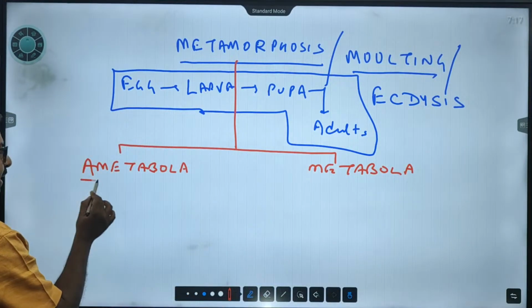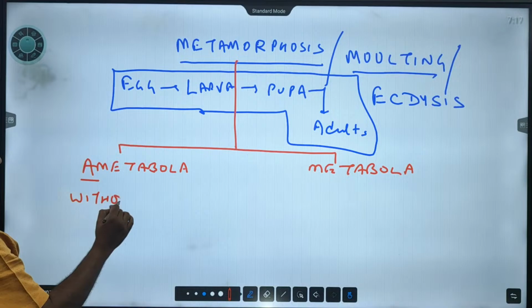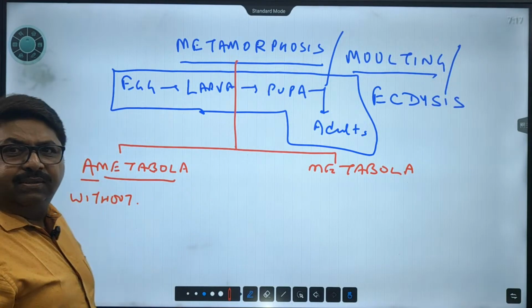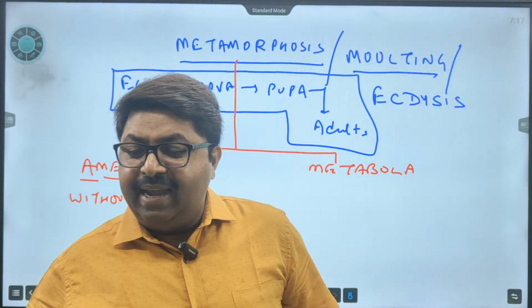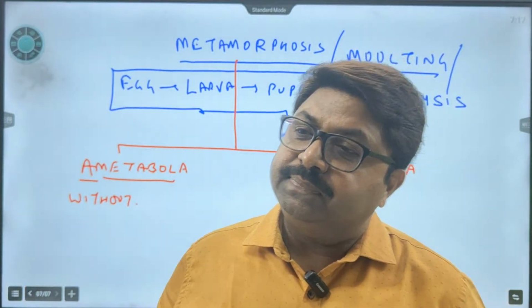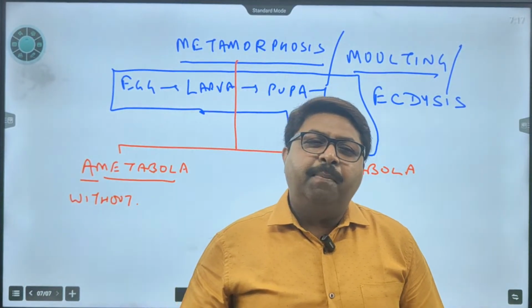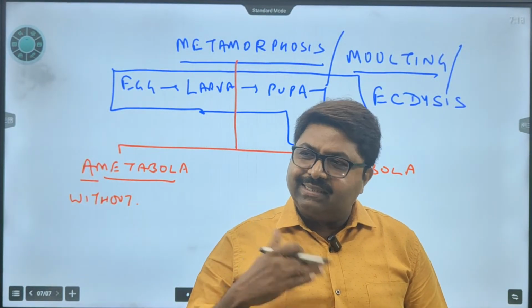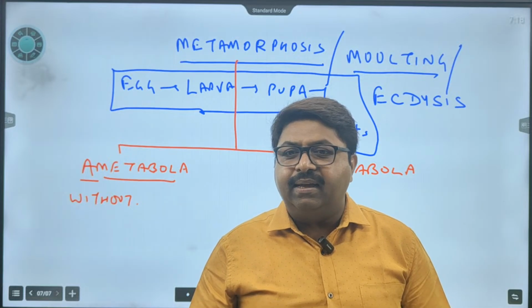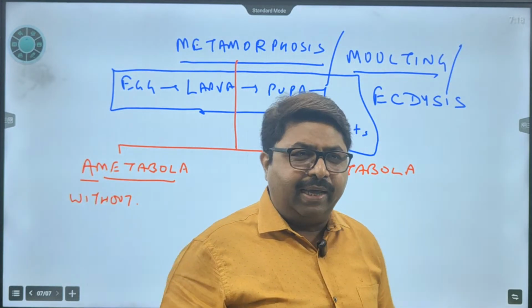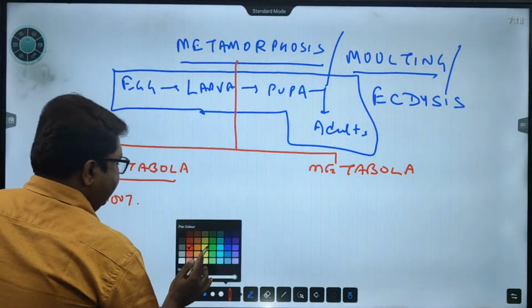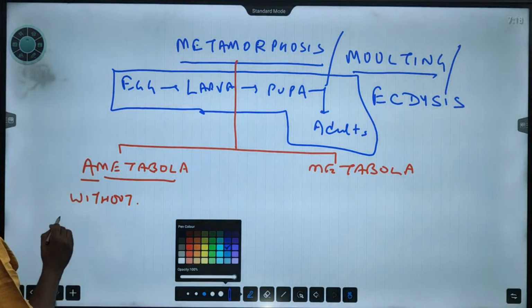What does A mean? Without, absence. So absence of any molting. Name one insect which never molts. From birth to old age, it keeps the same skin it was given. Mosquito? Okay. Ant? Spider. Come on.